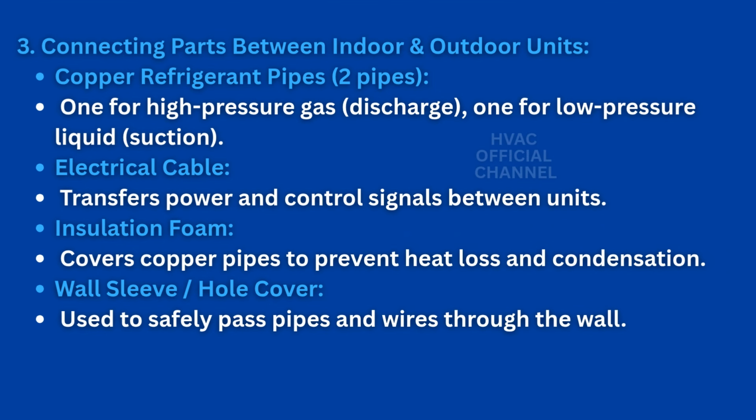Electrical cable: transfers power and control signals between units. Insulation foam: covers copper pipes to prevent heat loss and condensation. Wall sleeve, hole cover: used to safely pass pipes and wires through the wall.